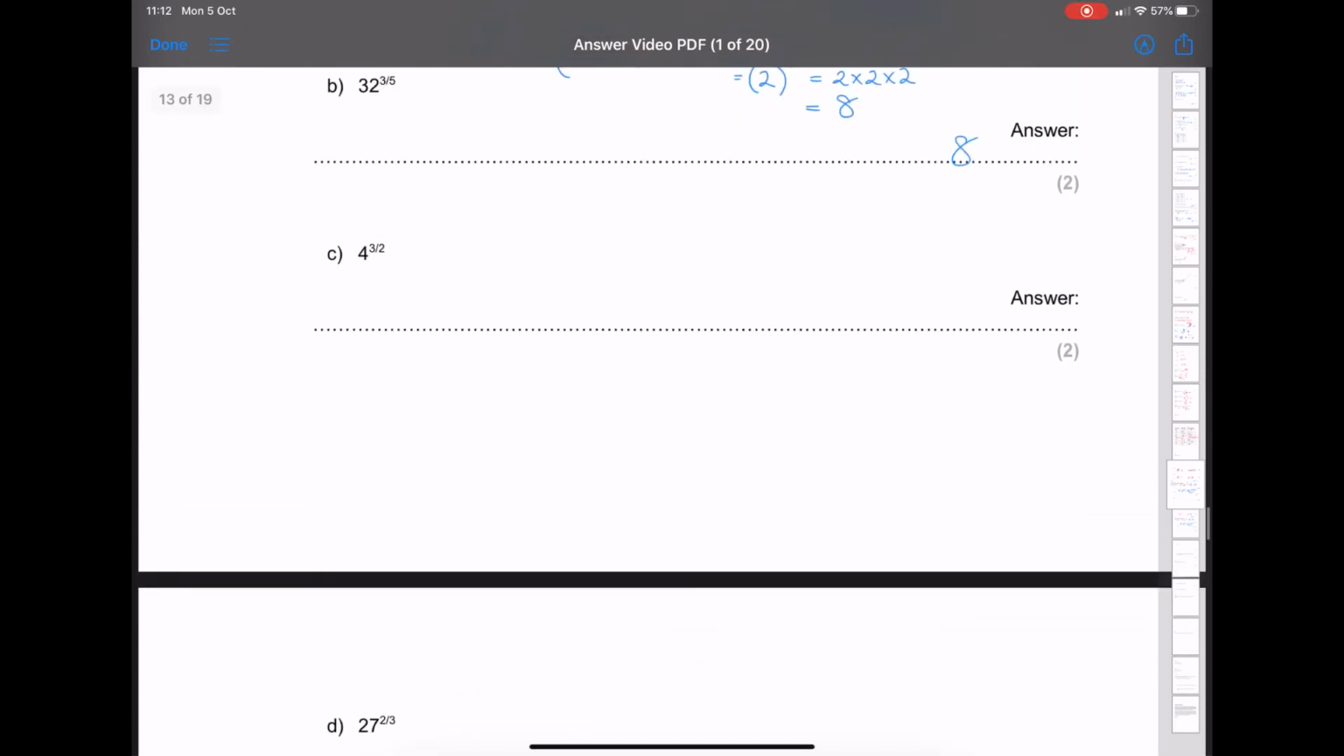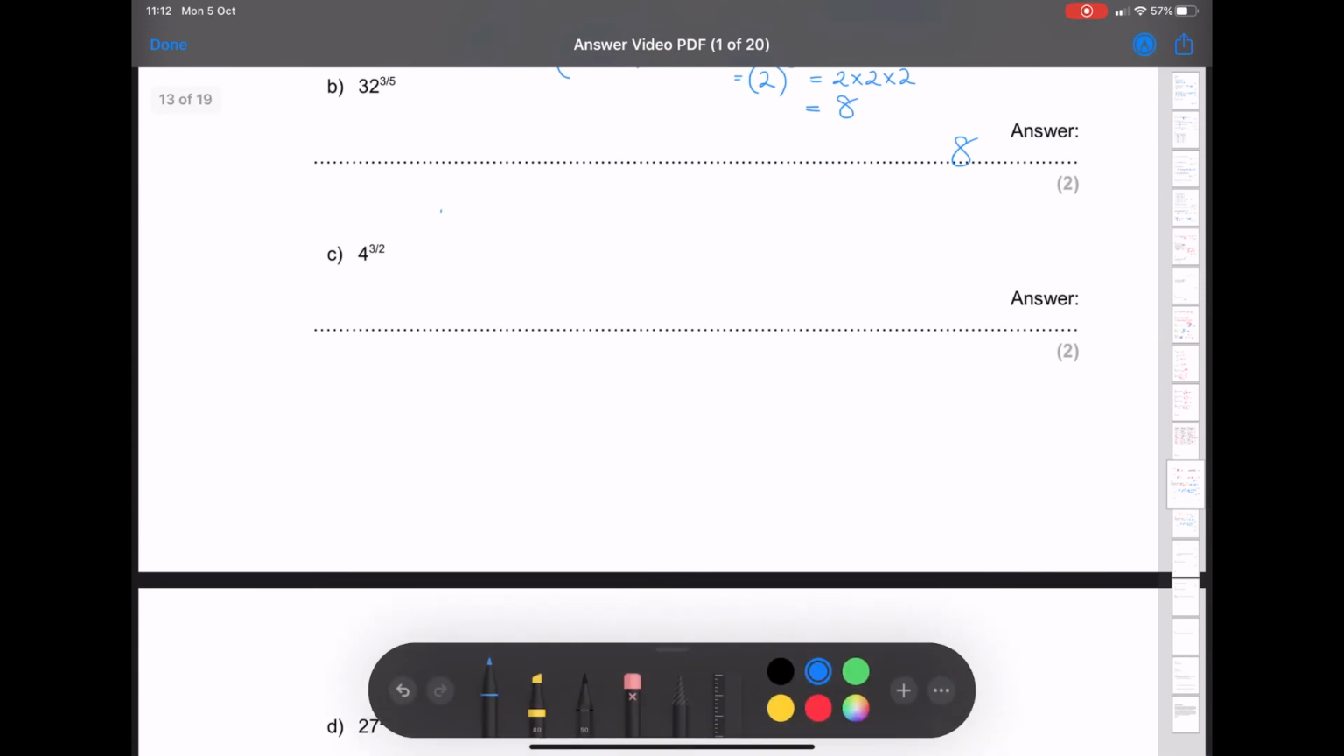So then on this next one, you've got 4 to the power of 3/2. So that is the square root of 4 cubed. Well, the square root of 4 is 2, isn't it? 2 times 2 is 4. And then if we cube that, because of this 3, it's 2 times 2 times 2, which again is 8. Okay?